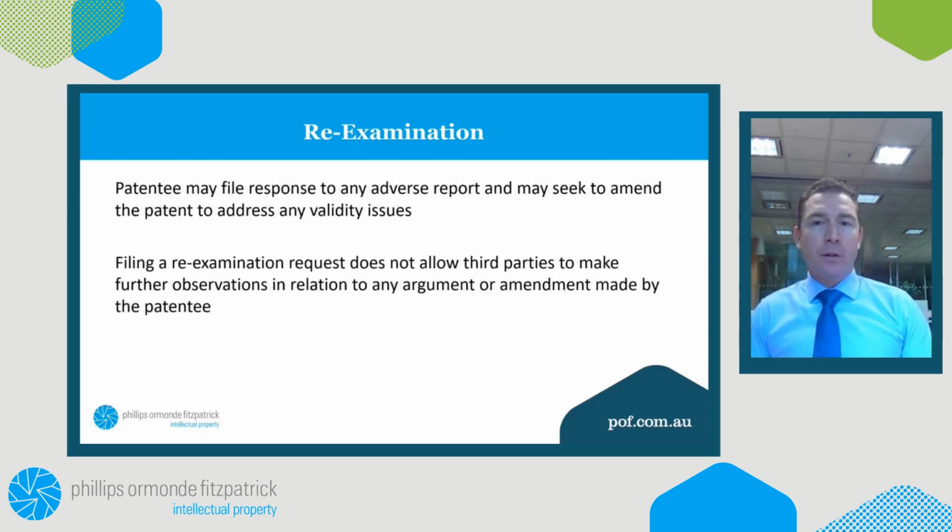If the Patent Office, upon conducting re-examination, reports adversely in light of any of the material that has been raised, the patentee may file a statement in response to that, or may seek to amend the patent to address any validity issues that have been identified. As with a Section 27 notice, a person who files a re-examination request has no further involvement in the re-examination process. They're not entitled to make further observations in relation to any argument or amendment which is made by the patentee.